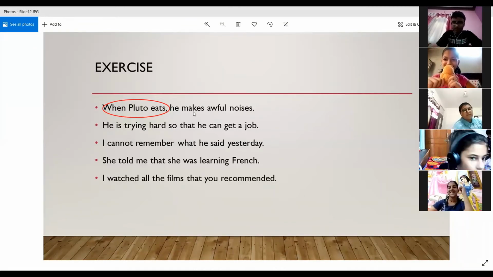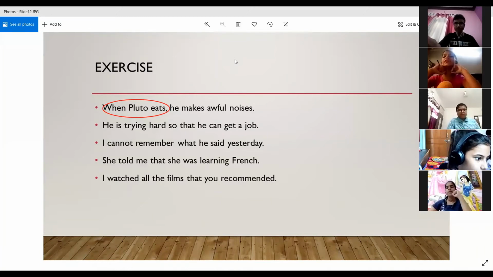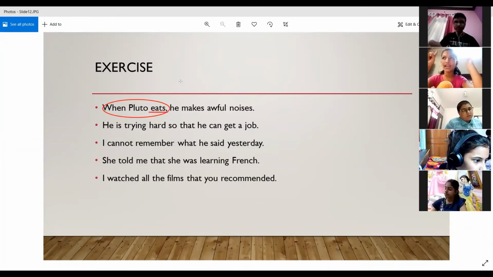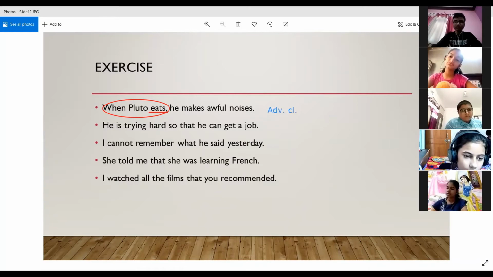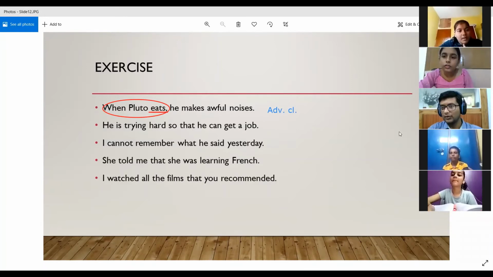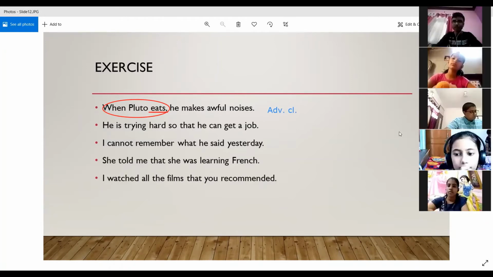So now tell me what is the verb present in this clause? Sir, eats. Yes, eats is the verb that is present over here. So it is acting as an adverb clause, because it is telling us the time when the act of making awful noises happens, right? So it is the adverb clause. Thank you, sir. Okay, let me see any new faces who have raised their hand or not. No, only the usual ones are there.